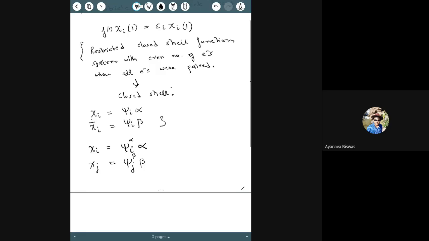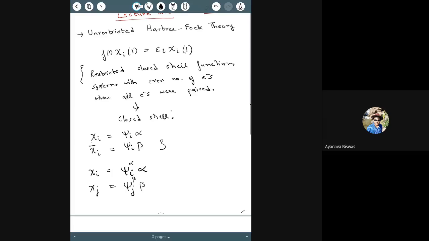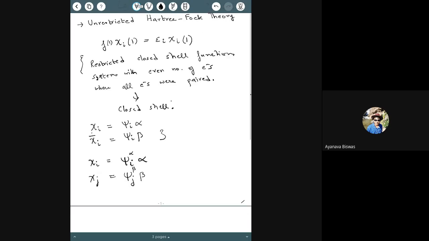So here, even though you have approximate pairing, you don't know a priori whether they will actually turn out to have the same spatial part or not. So you allow the spatial parts to be different for the alpha and beta spins. Now, after the optimization, it may turn out that the spatial parts are the same for a pair of electrons, but you let the wave function have the flexibility. So in case they are different, they can be different. That is what is called unrestricted.